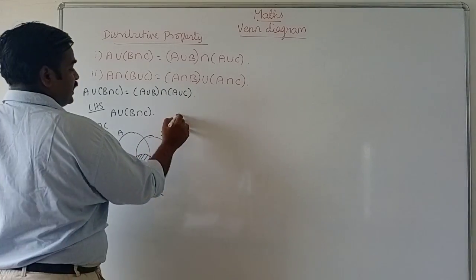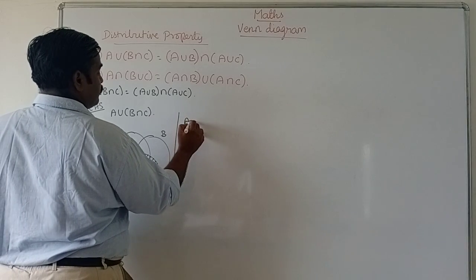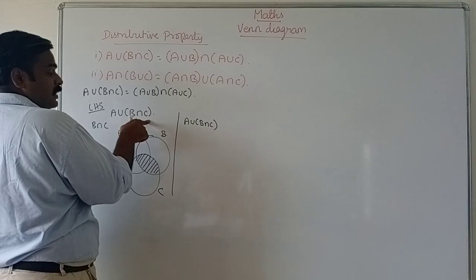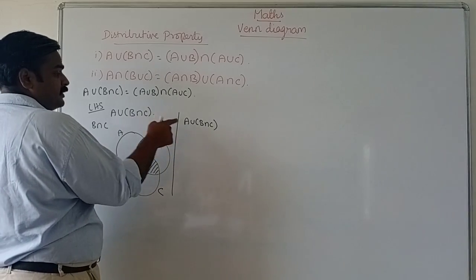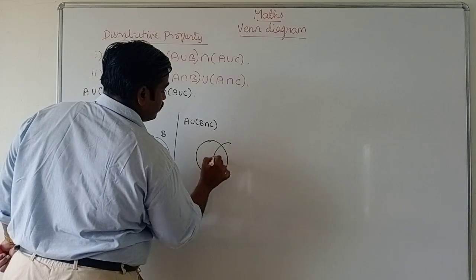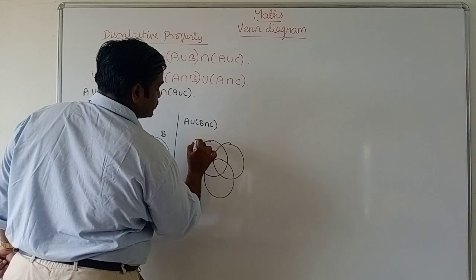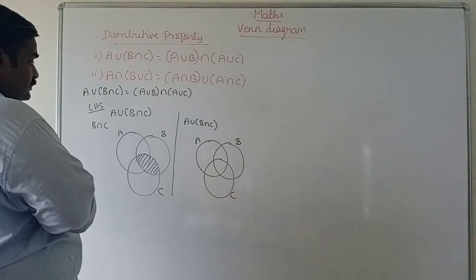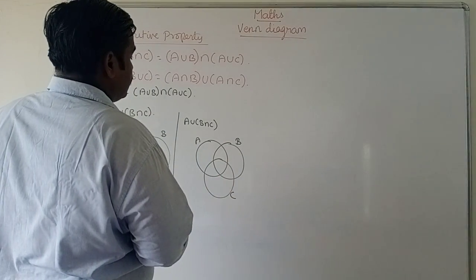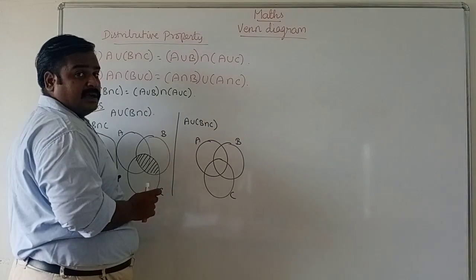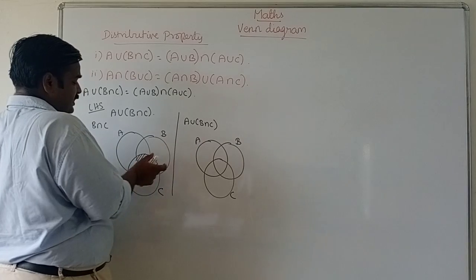And what does the second diagram define? A union B intersection C. Here this is the overall LHS. First find B intersection C, now find A union B intersection C. Once again draw three circles. One should be A, another one should be B, another one should be C. Right? Now what are you going to do? They say take the union of A with B intersection C. The diagram for B intersection C is here.